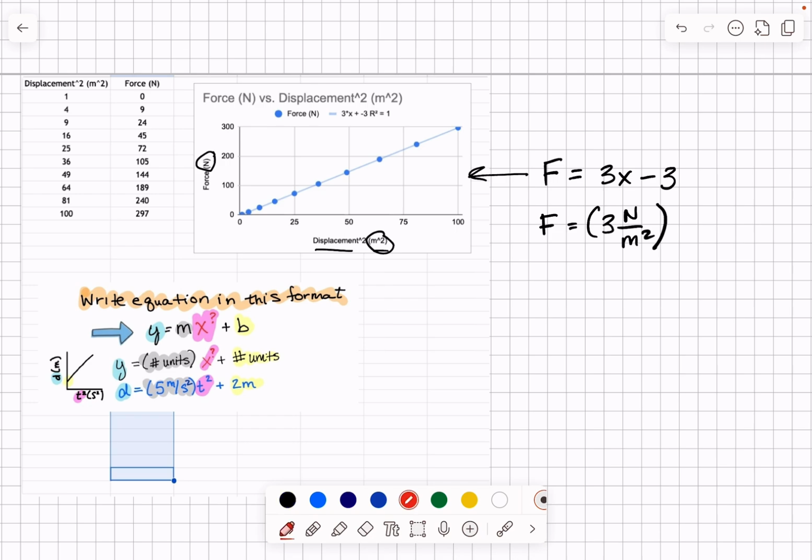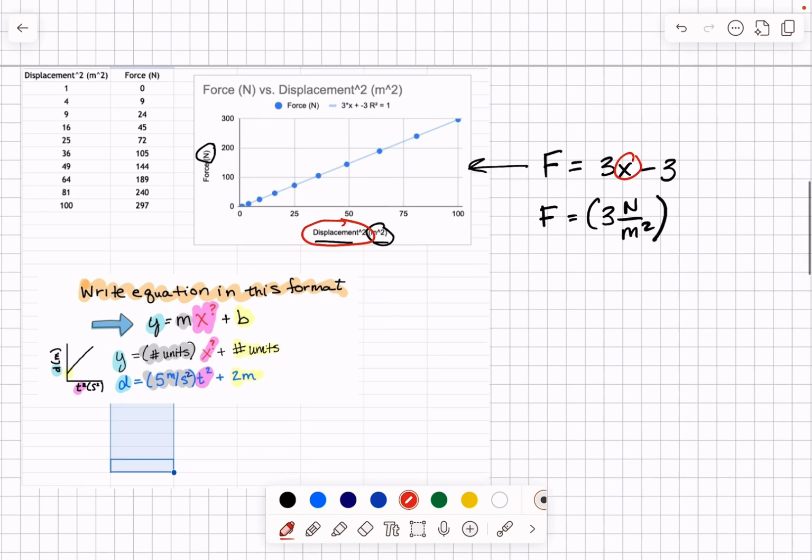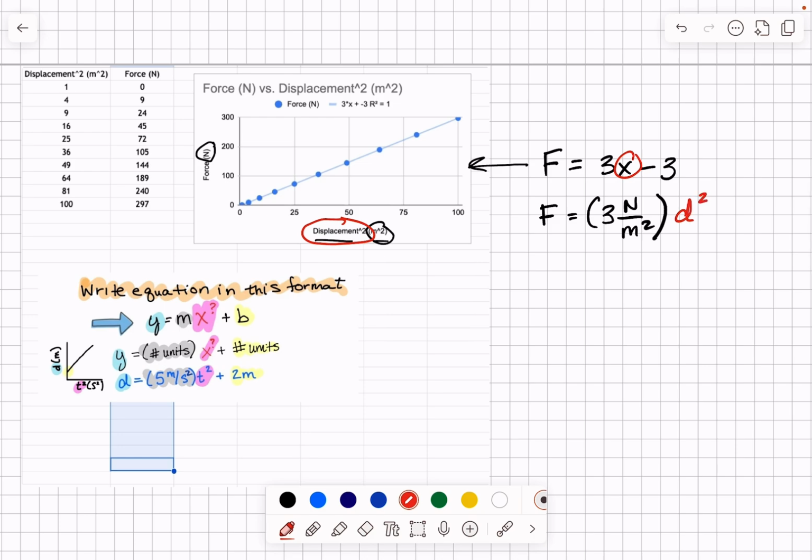All right, and then here on the x-axis, I'm looking at the variable that I have on my x-axis, which in this case is displacement squared. And then I'll have my y-intercept, which is 3, but again, I have to look at my graph and determine what units my y-intercept might have. And then this is now going to be my upgraded equation.